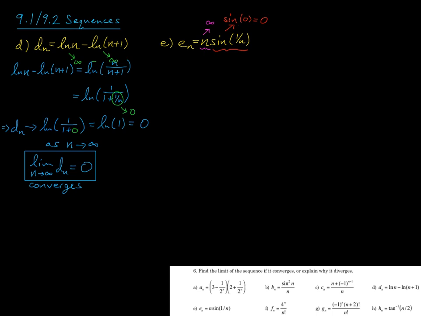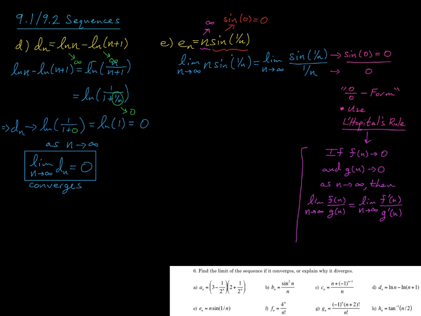So the idea here is to use L'Hopital's rule. I'm going to first rewrite this expression as the sine of 1 over n divided by 1 over n. And here I'm noting that the numerator, the sine of 1 over n, approaches the sine of 0, which is 0. And 1 over n also is approaching 0. So this is what's called a 0 over 0 indeterminate form. So we can use L'Hopital's rule, which, as a reminder, says that if you have two nice differentiable functions, and they both approach 0 as we let n approach infinity, then the limit of their ratio is equal to the limit of the ratio of their derivatives.